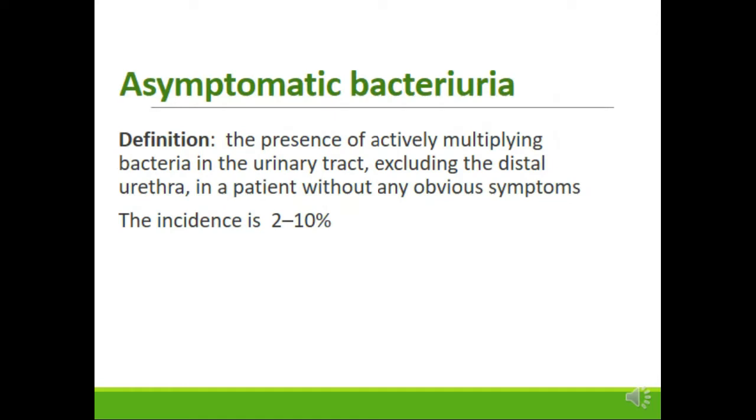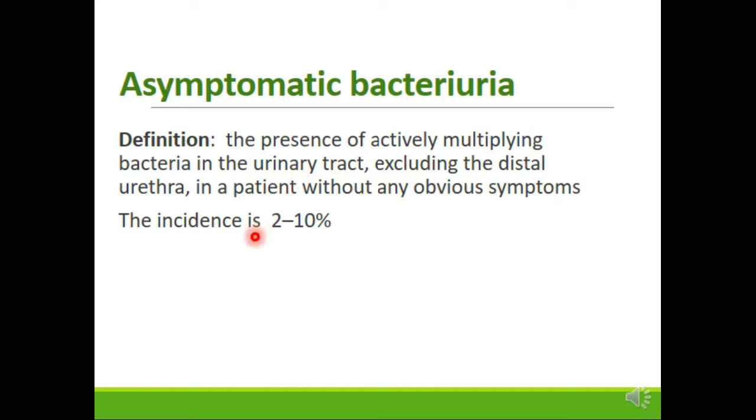نيجي لموضوع مهم جدا اللي هو asymptomatic bacteriuria. It is very important in obstetrics. Definition of asymptomatic bacteriuria is the presence of actively multiplying bacteria in the urinary tract, طبعا excluding the distal urethra اللي هو ممكن نلقى به multiplying bacteria, in a patient without any obvious symptoms of urinary tract infection. يعني patient has no symptoms لكن راح نشوف actively multiplying bacteria in the urinary tract.